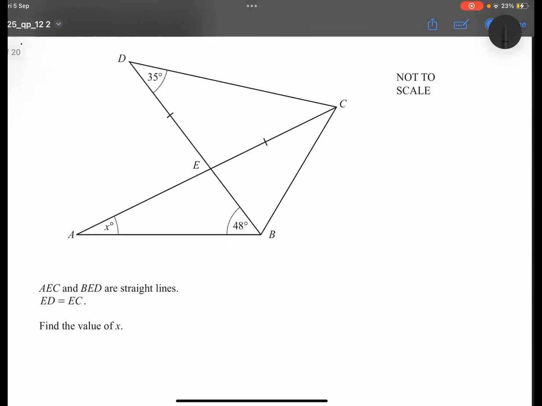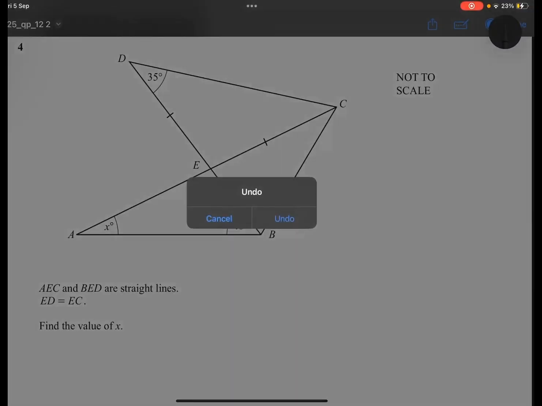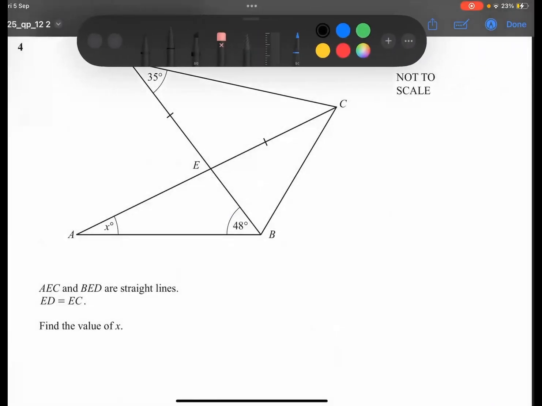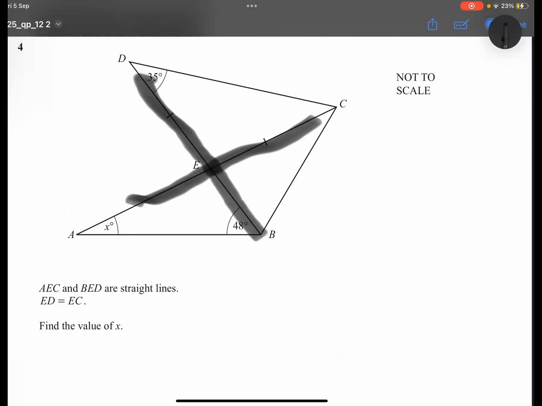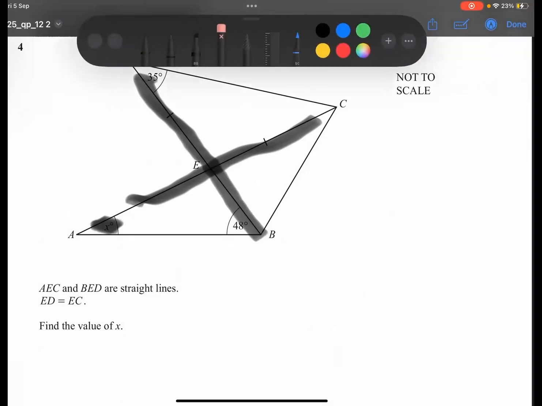Okay, so the next question is AEC and BED are straight lines. So AEC, this, and BED, this are straight lines. Find the value of x. We need to find this.